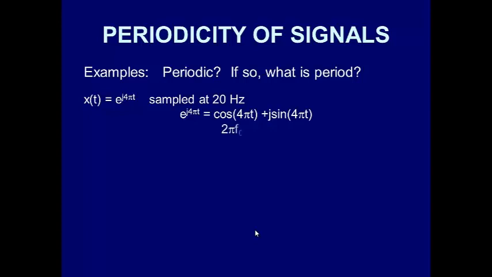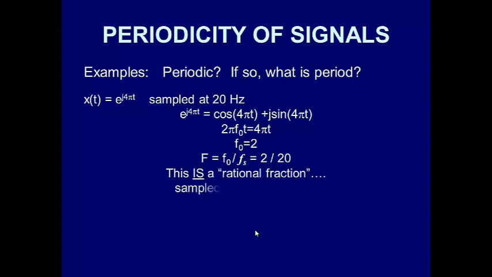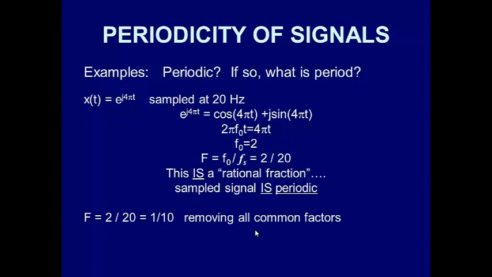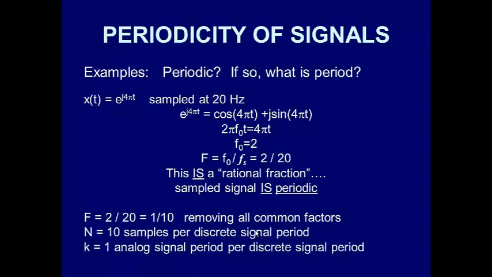So it has a frequency of 2 hertz, right? And I'm sampling it at 20 hertz. Do I get a periodic answer? And what is the frequency? 2 over 20, or 1/10. How many samples in the discrete time signal for one cycle, one period? 10, right? It is a rational fraction, so we get a periodic sampled result. And when we reduce it, we have 10 samples in one period, and they happen to correspond to just one period of the original waveform as well. So 10 samples, one analog period, and there you go.